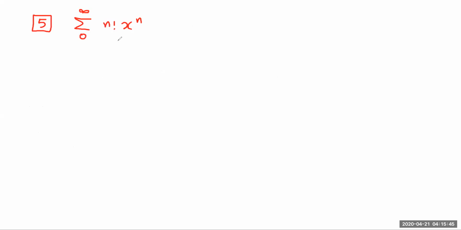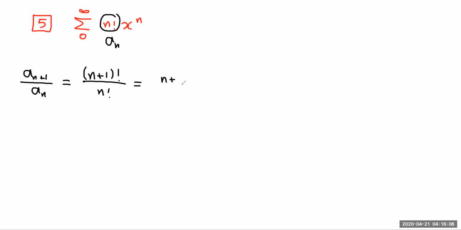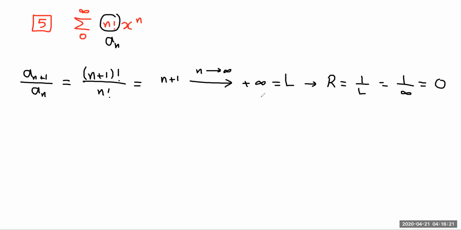The last exercise. Here I will suppose this term a n, and let's take a n plus 1 over a n. So this is n plus 1 factorial over n factorial. After deleting, it's n plus 1. What is the limit of this term when n goes to infinity? This is plus infinity. This is L, and R is 1 over L. So it's 1 over infinity, it's 0. What is the center? I have x minus 0 power n, so C is 0.